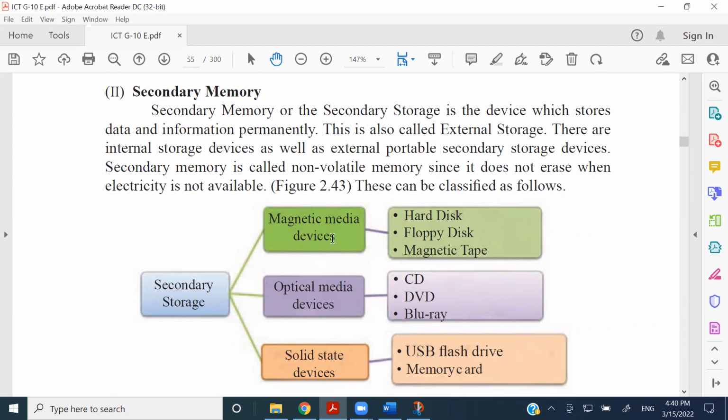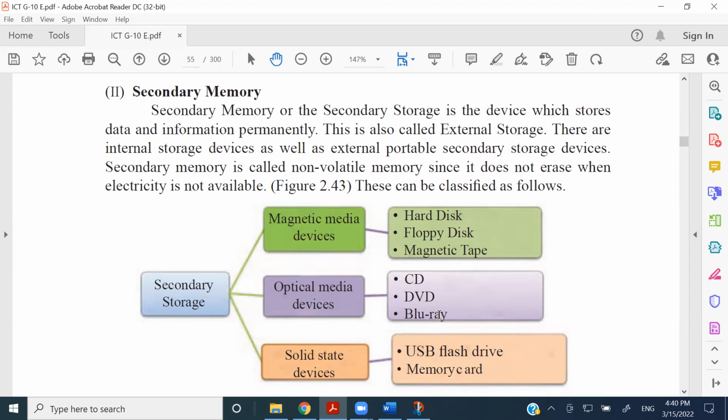Magnetic media devices are the hard disk, floppy disk, and magnetic tape, which use magnetism to store the data. The magnetic particles help to store the data inside the magnetic media. Optical media is a way of storing data that can be read by an optical ray, like a laser. Using that, they read whether it is a 0 or a 1.